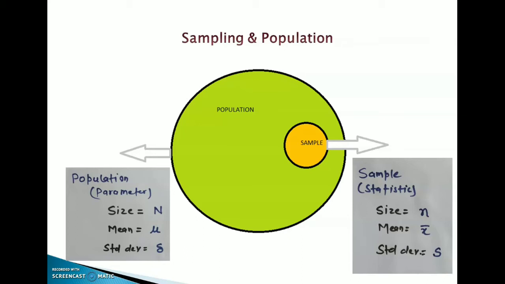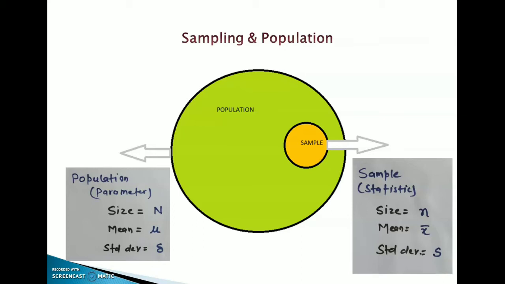These parameters and statistics are very important for numerical purpose. So you are requested to see it again. For population, size is capital N, mean is mu, standard deviation is sigma, and for sample, size is small n, mean is x bar, and standard deviation is small s.